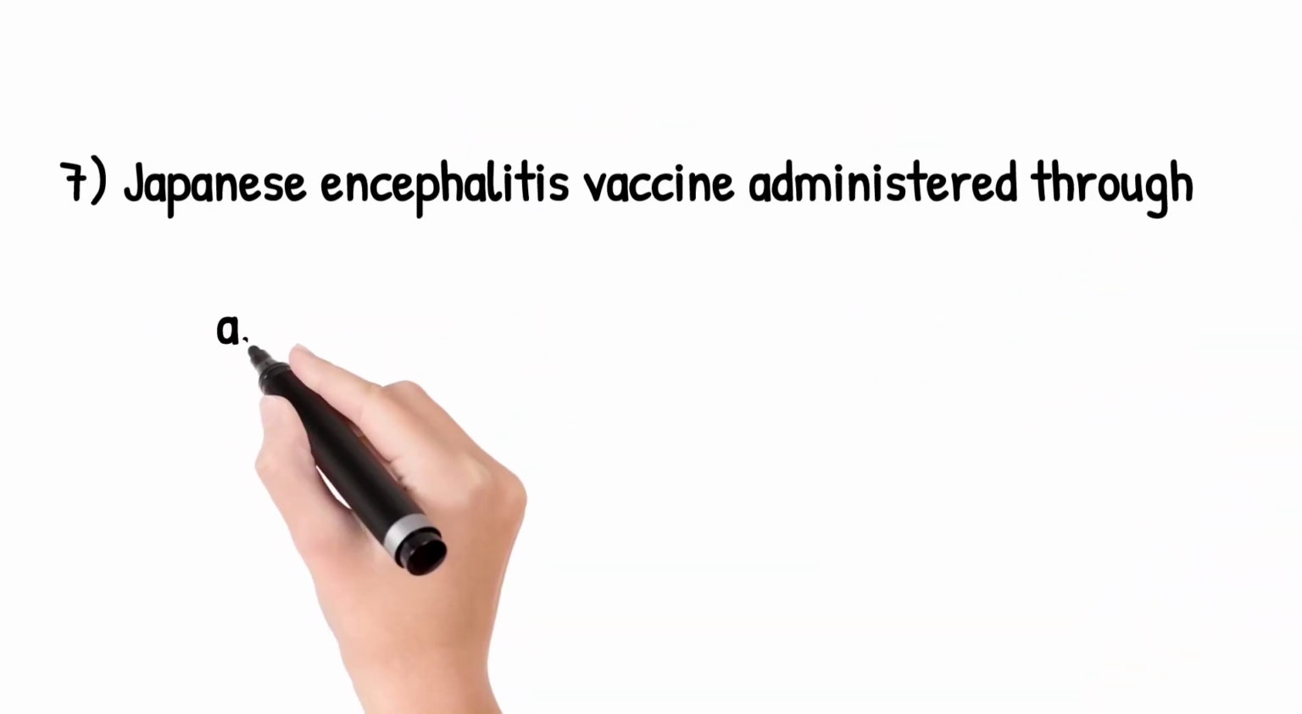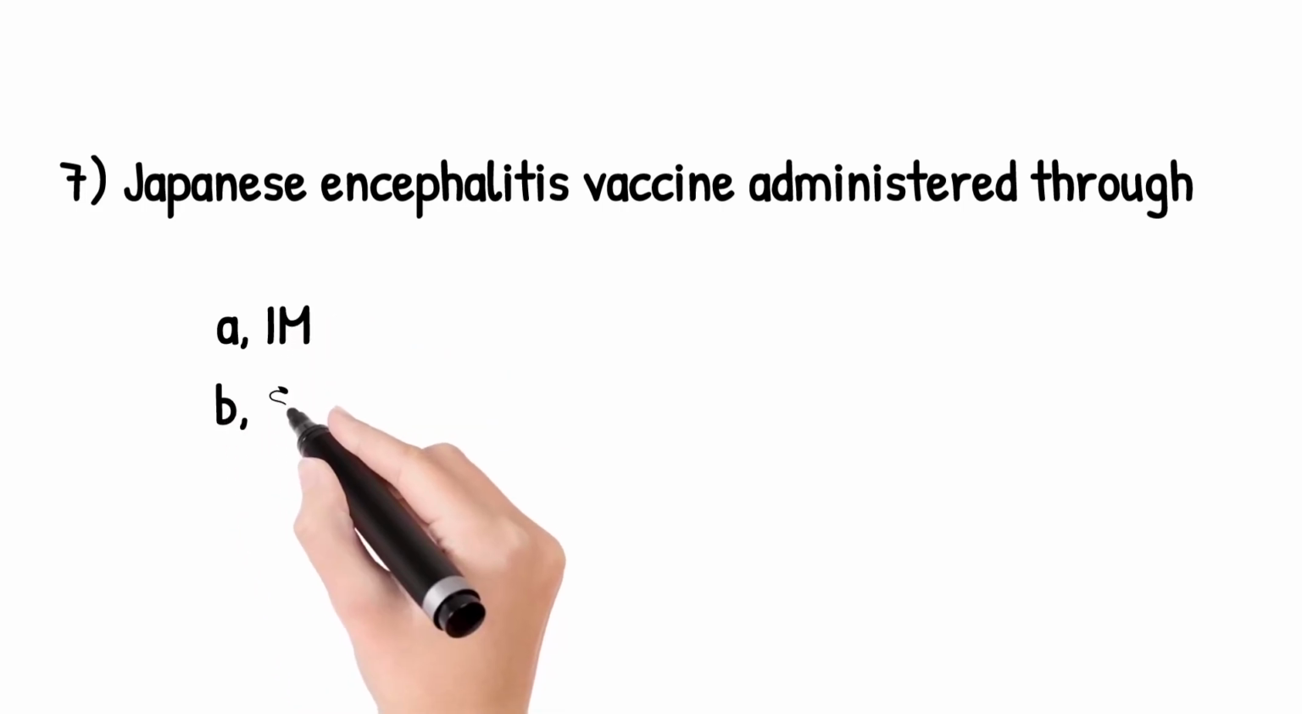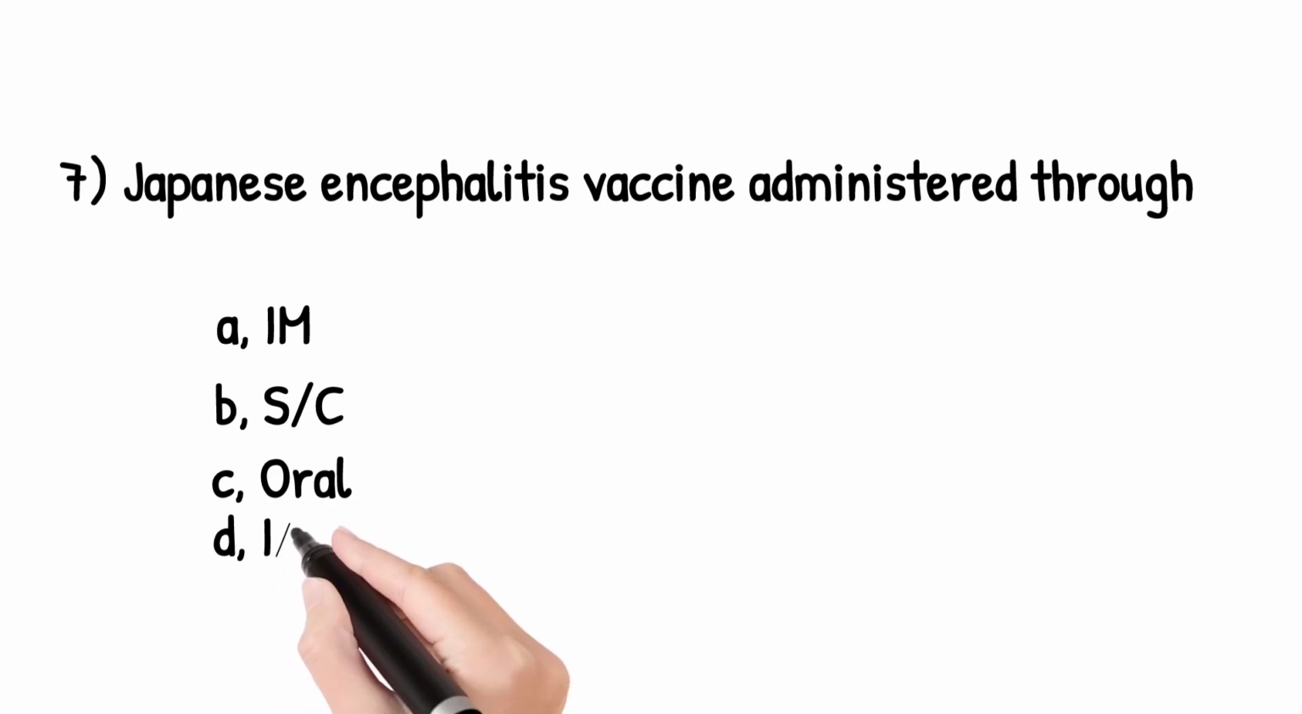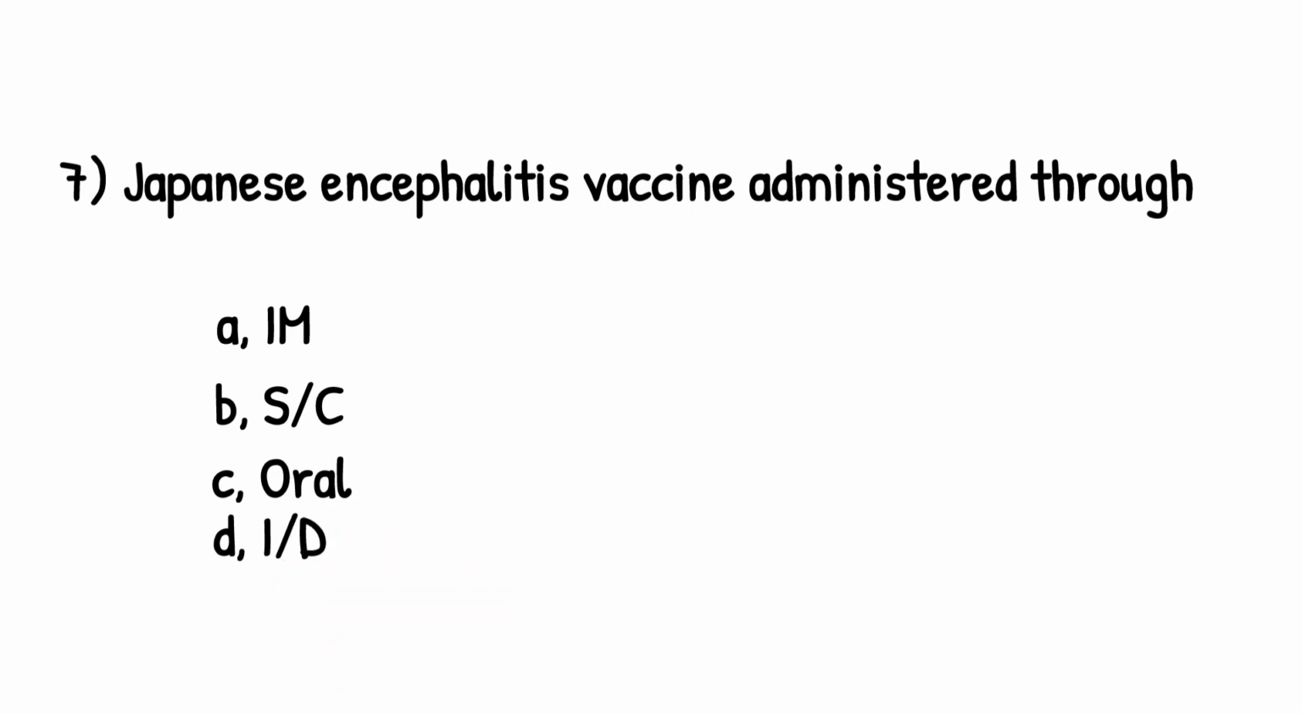Japanese encephalitis vaccine is administered through: option A, intramuscular route; option B, subcutaneous route; option C, oral route; option D, intradermal route. The answer is option A, intramuscular route. Japanese encephalitis vaccine protects from Japanese encephalitis. Japanese encephalitis virus is transmitted by mosquito.